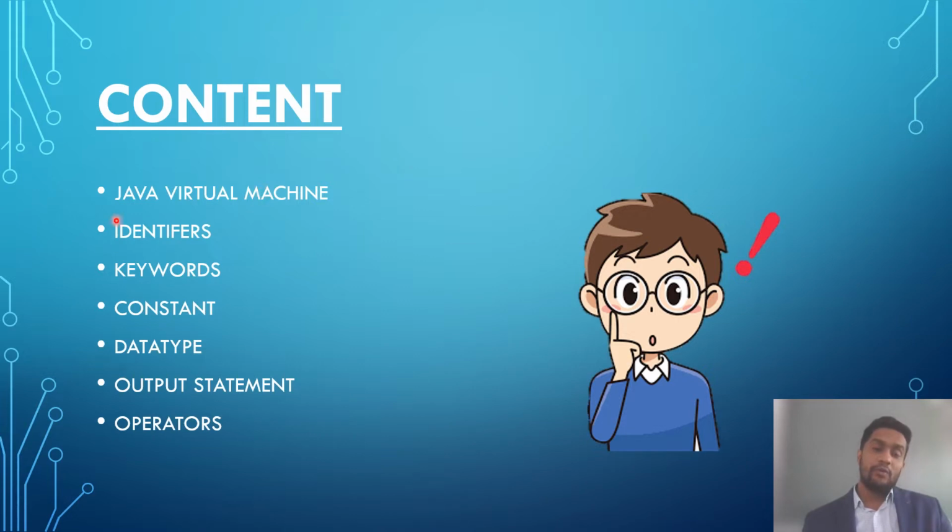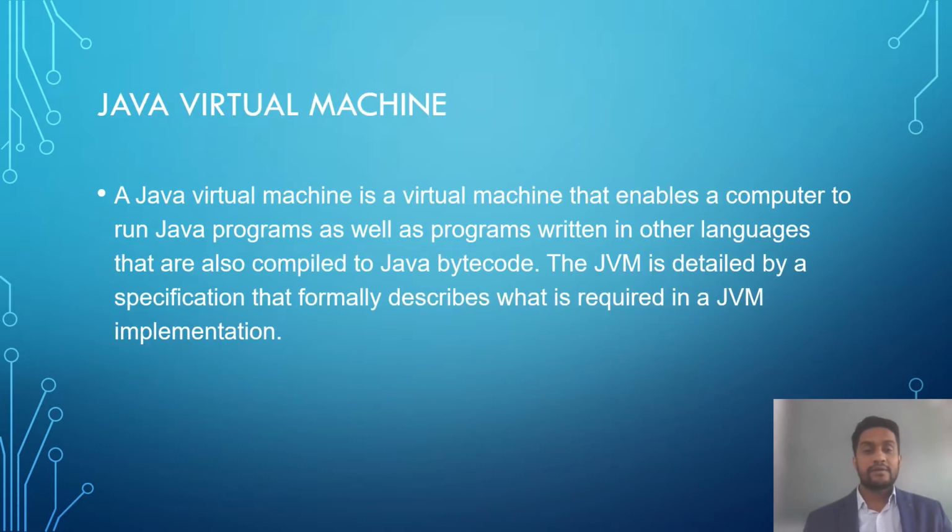In this video, we are going to cover all these topics: the Java Virtual Machine, which is known as JVM; identifiers, where we will learn the rules for making identifiers; keywords, which are already reserved in Java; constants, data types, output statements, and operators. So let's have a look.